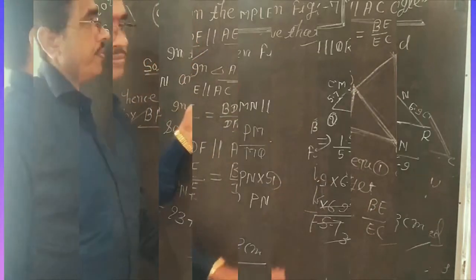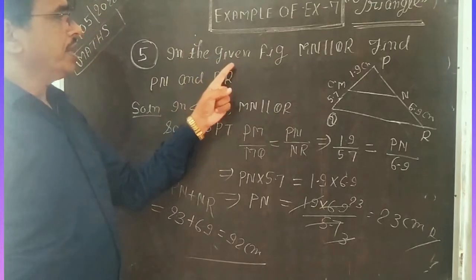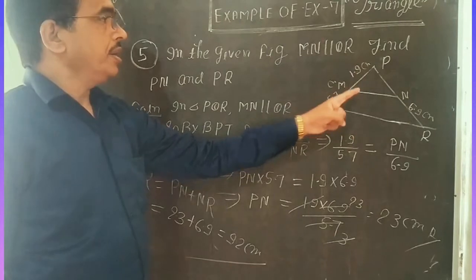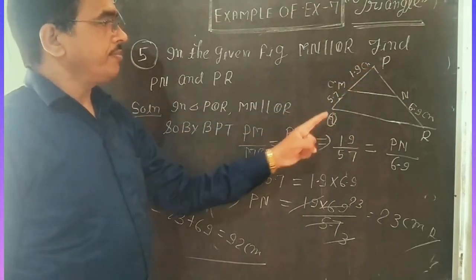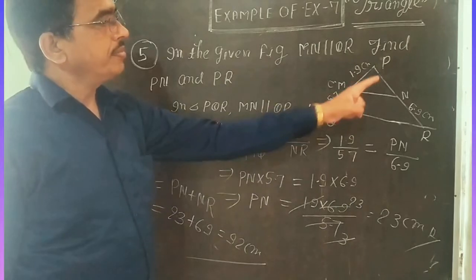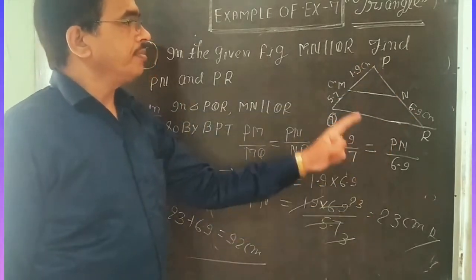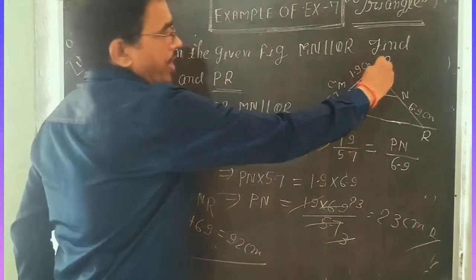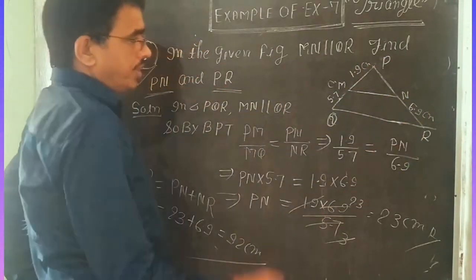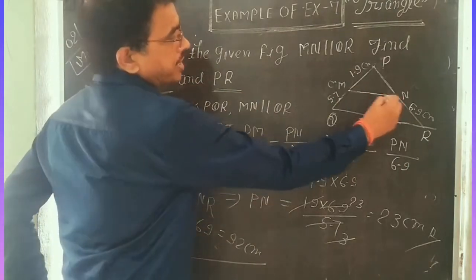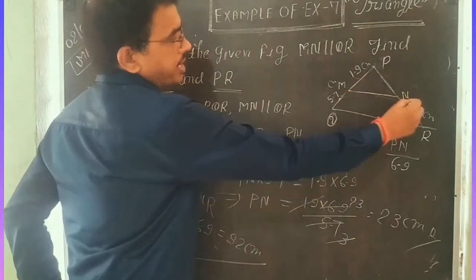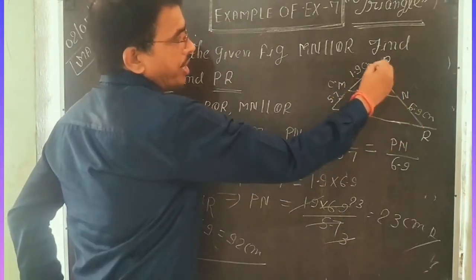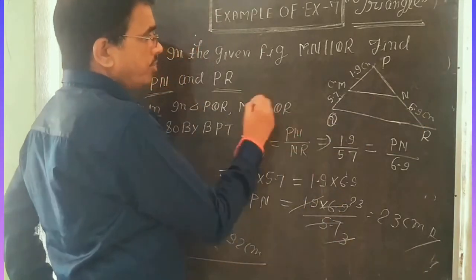Next, of exercise 7. In the adjoining figure, MN is parallel to QR and PM is 1.9 cm, MQ is 5.7 cm, NR is 6.9 cm. Then you have two questions: find PN and find PR. Dear friends, find out in these questions these lines are parallel and all the small parts are given, and you have to find PN. So use all the small parts.